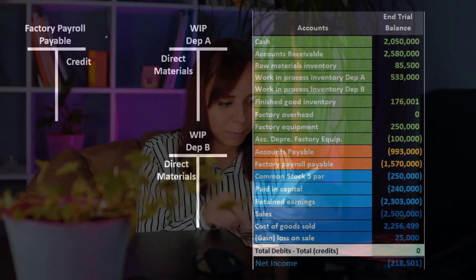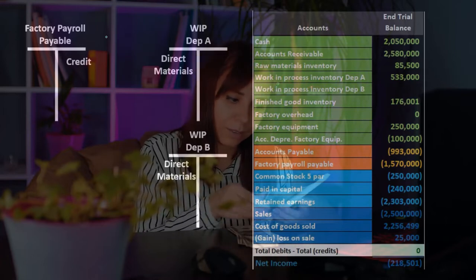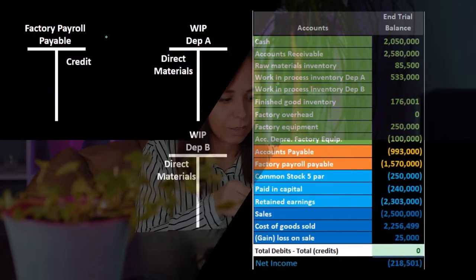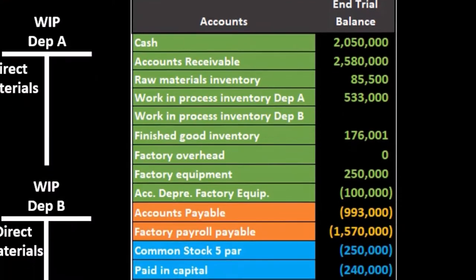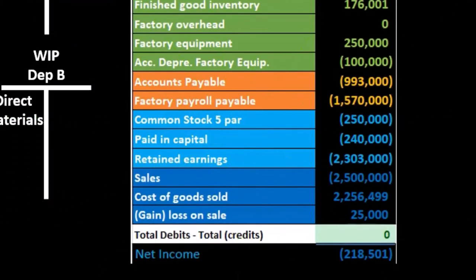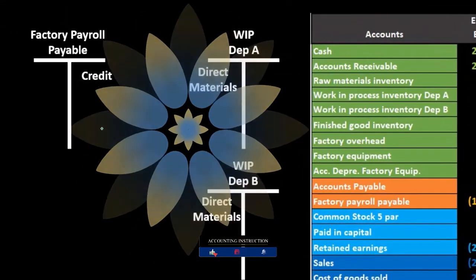And here we're going to say, no, we're not going to debit the expense, because these workers are working on inventory. So we're basically going to capitalize their work as an asset, as opposed to expensing it, in what they're working on, which is inventory that is not yet completed, and therefore in the process of work in process. We're going to credit factory payroll payable.